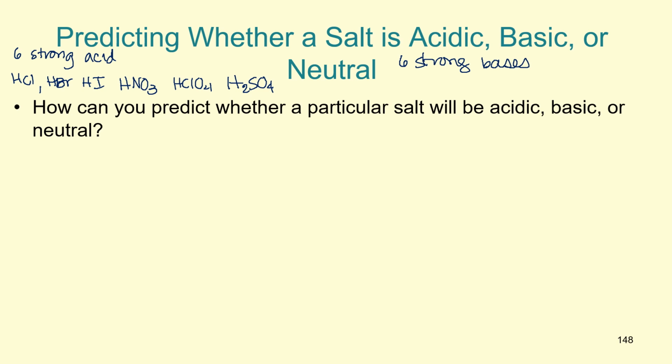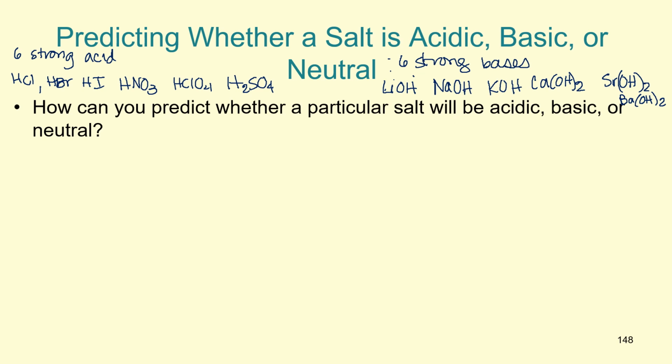And then we have our 6 strong bases. Told you it's going to be important to know those. We have lithium hydroxide, sodium hydroxide, potassium hydroxide, calcium hydroxide, strontium hydroxide, and barium hydroxide. I always get confused. Magnesium is not one of them. So I kind of go, you start with lithium, sodium, potassium, and then go over to the right of potassium is calcium. So calcium, strontium, barium.